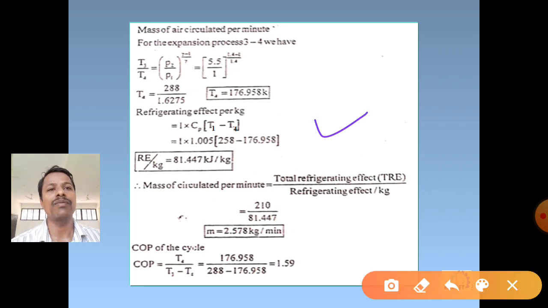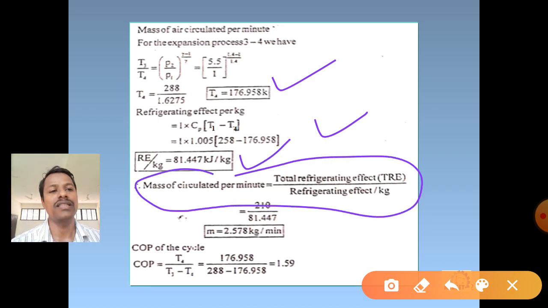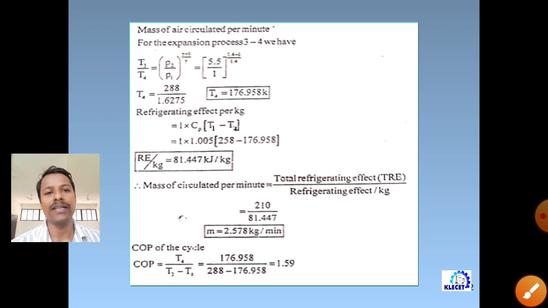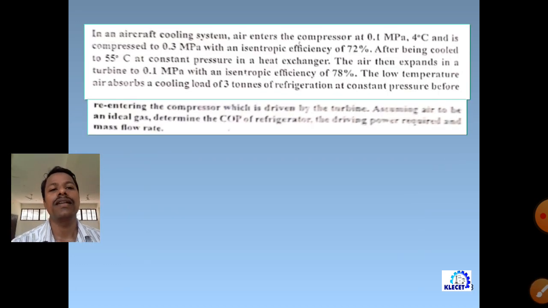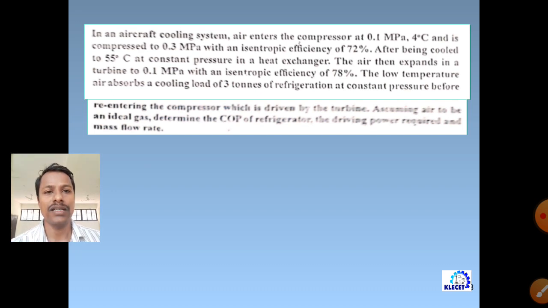It appeared for 8 marks in your exam, wherever similar steps are there. T4 we have calculated, refrigeration effect per kg, and again mass of air circulation per minute. This formula we have already discussed in the previous problem, and this is the COP of the cycle. So, please pause and cross check all the values. Then let us understand the next problem statement.